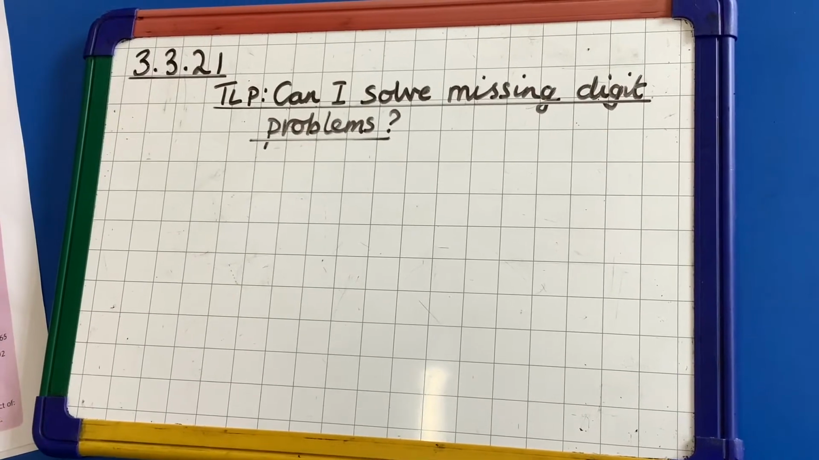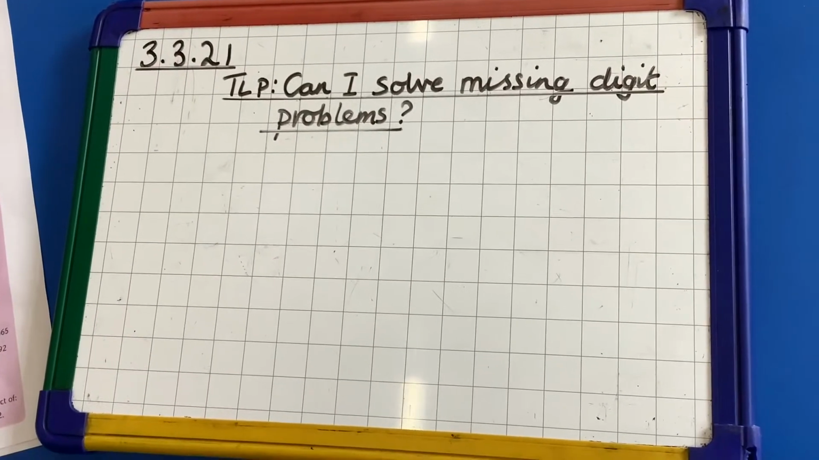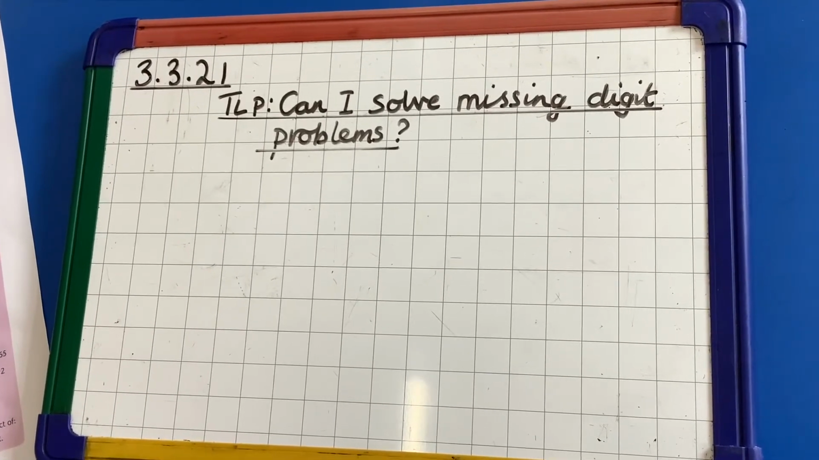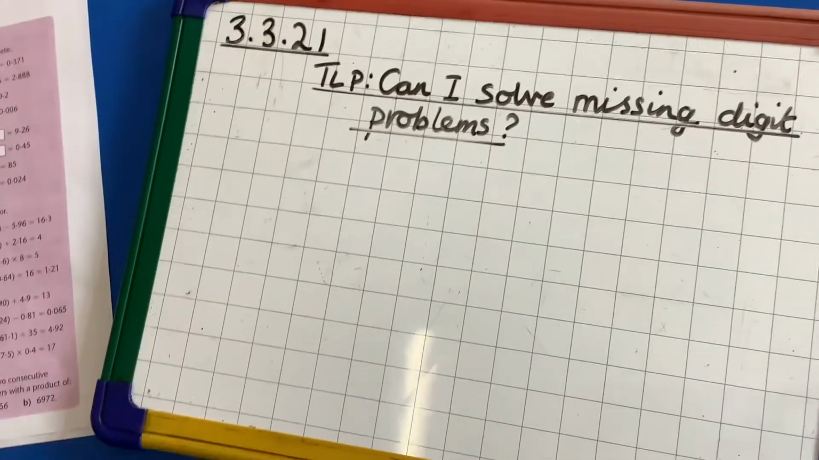Now something that you'll come across all the time, and you'll come across in secondary school as well, is where you've got to find a missing digit or a missing number, okay? So quite often you'll have to use the inverse operation to get to whatever it is you've got to solve.